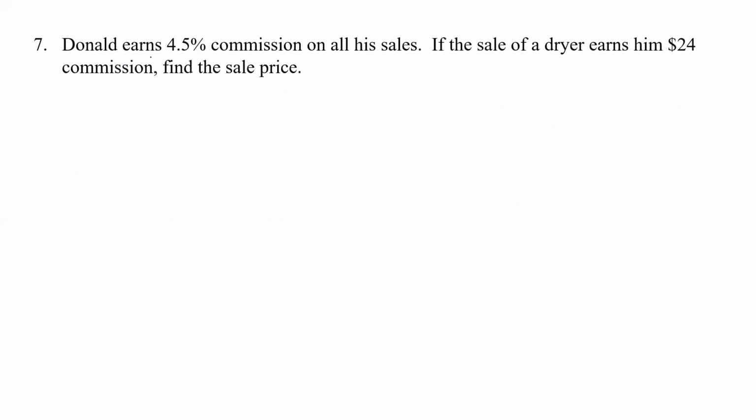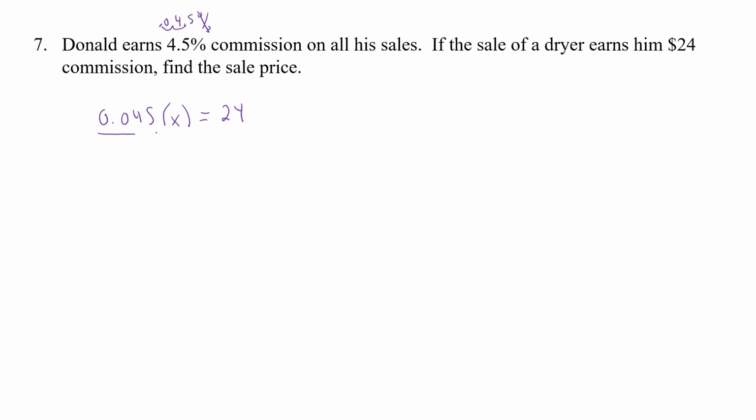All right, so here it says Donald earned 4.5% commission on all of his sales. If the sale of a dryer earns him $24 of commission, find the sale price. Well, again, to get to the decimal, we drop the percent and move the decimal place twice, so that's going to give 0.045 for our decimal value. And he takes that number times his sales, which is what we don't know, so it's x, because we're selling a dryer and we don't know what that dryer is. And that earns him the commission of $24. So the commission percent times the sale equals the commission amount.